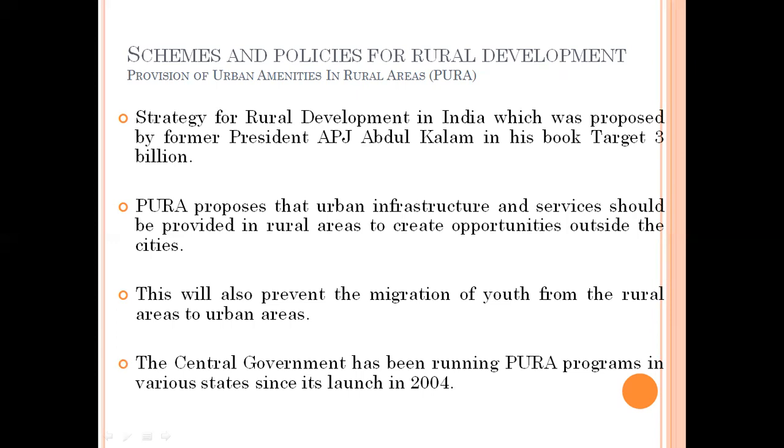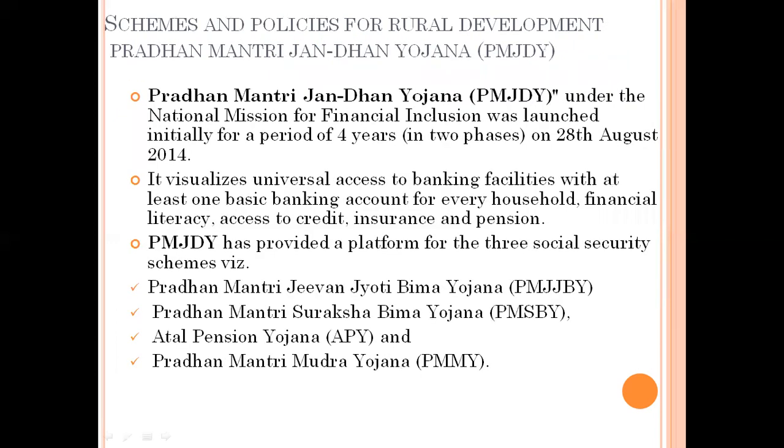The central government has been running the PURA program in various states since its launch in 2004. But in the year 2012, a restructured PURA scheme was launched that combines rural infrastructure development with economic regeneration in a public private partnership model. So from 24th February 2012, the restructured PURA scheme is running.